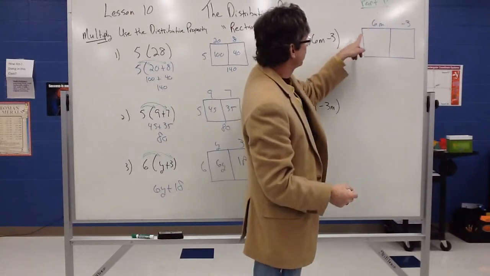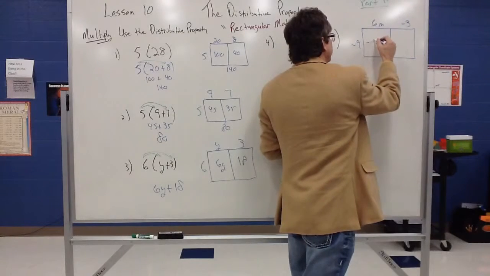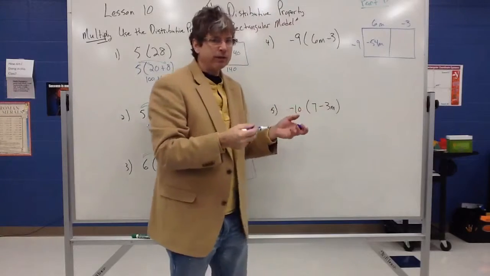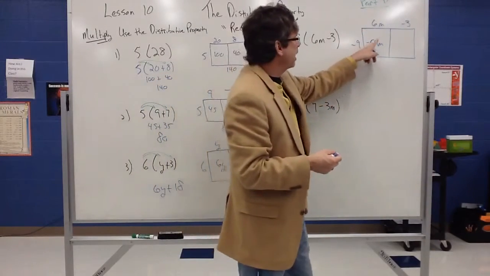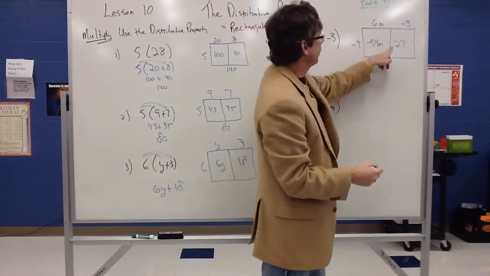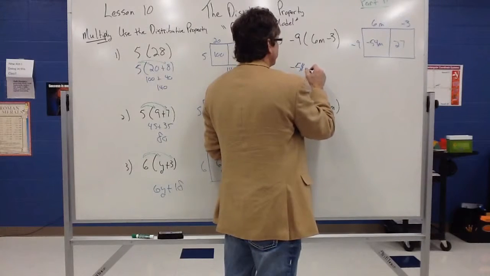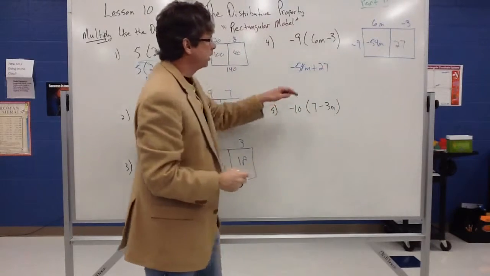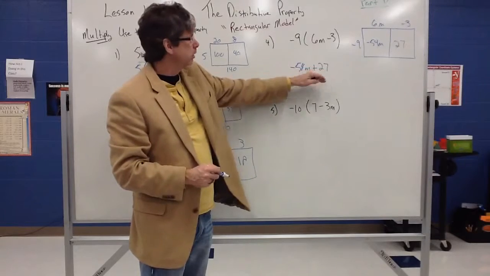So negative 9 times 6m. Negative 9 times 6 is negative 54. And I just have negative 54 times m. But negative 54 times m, we really can't do anything with that. That just stays put. Negative 9 times negative 3 gives me a positive 27. So those are my 2 terms. A negative 54m, and a 27. And that would be what we refer to as simplified. Don't take that any further. Leave it just like that.